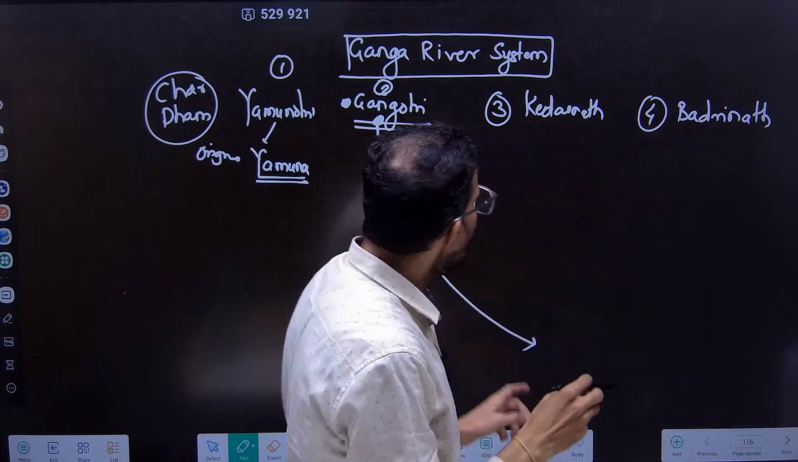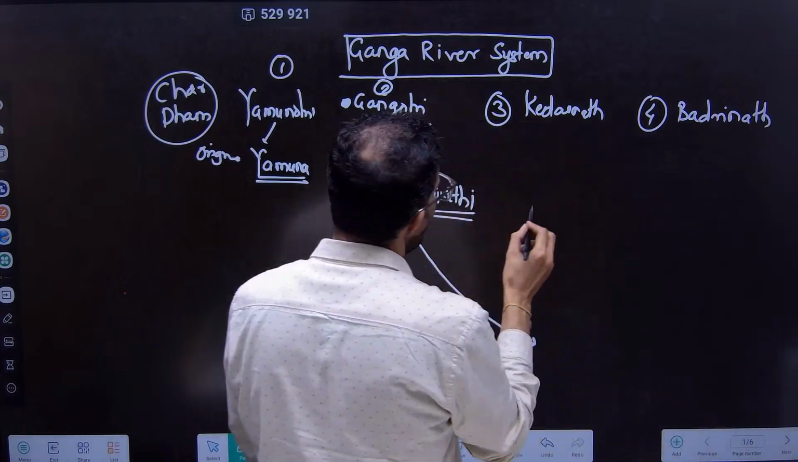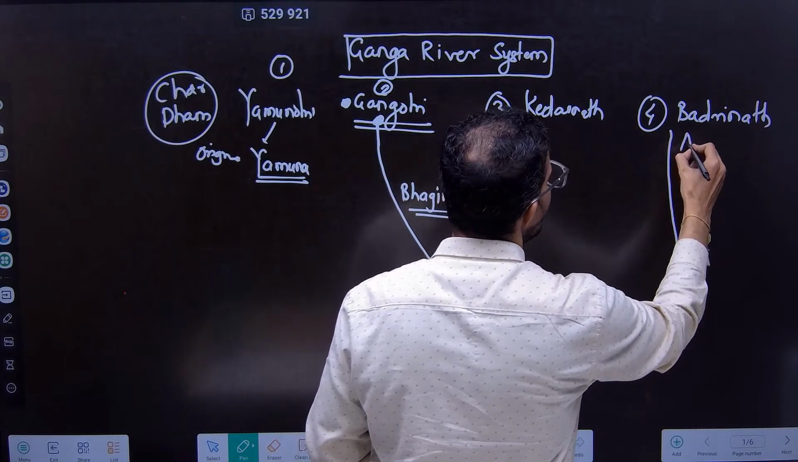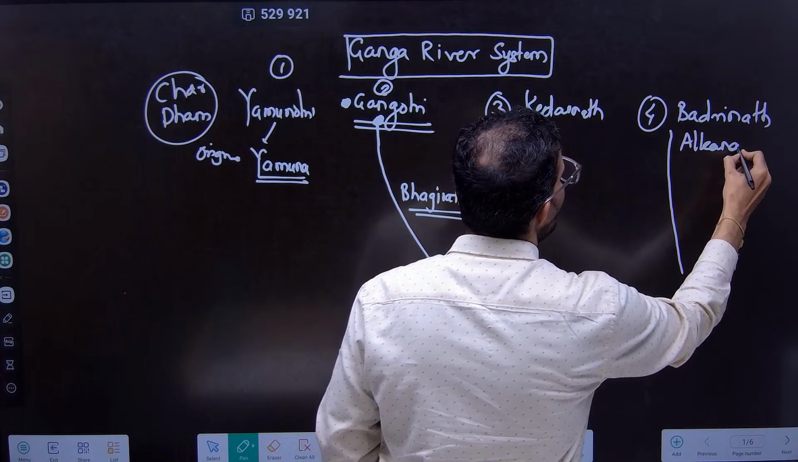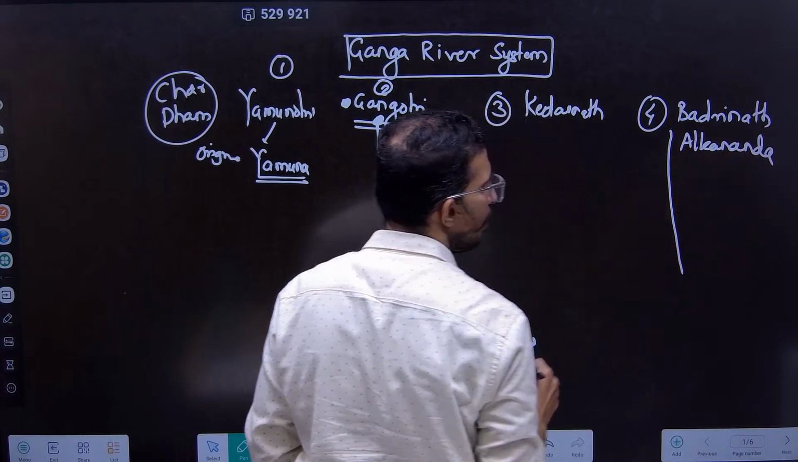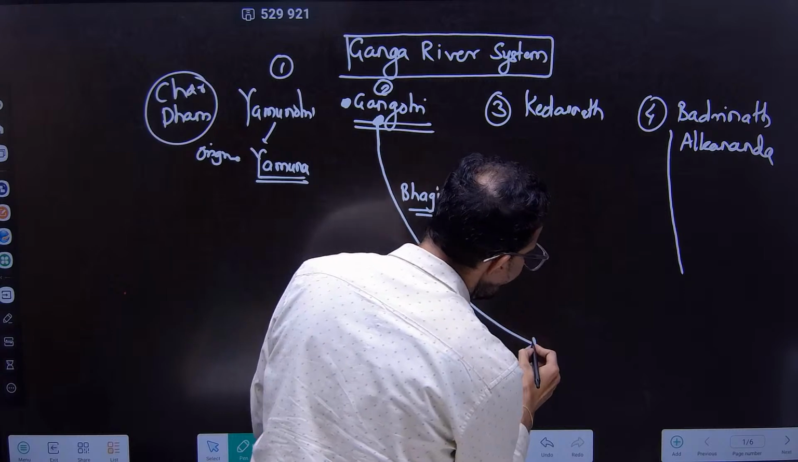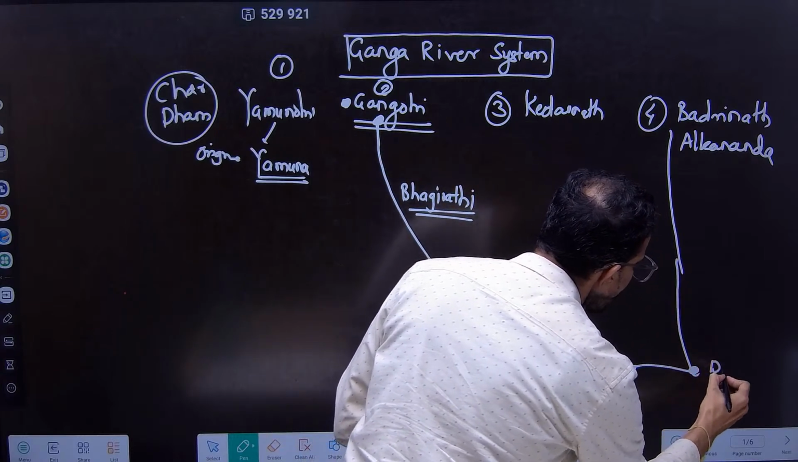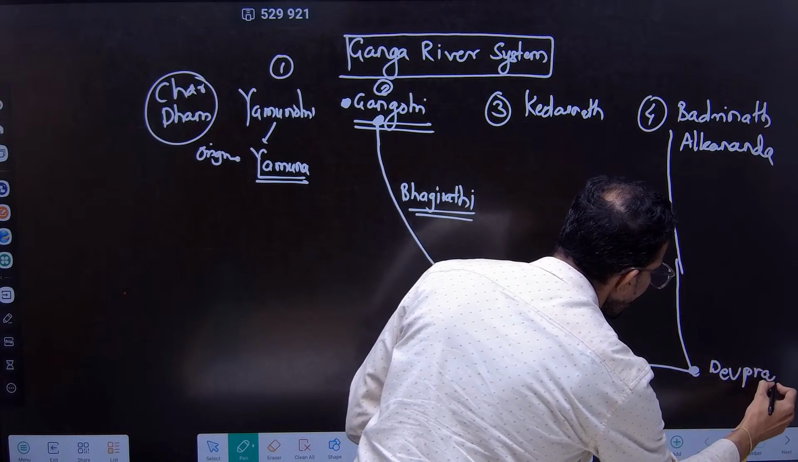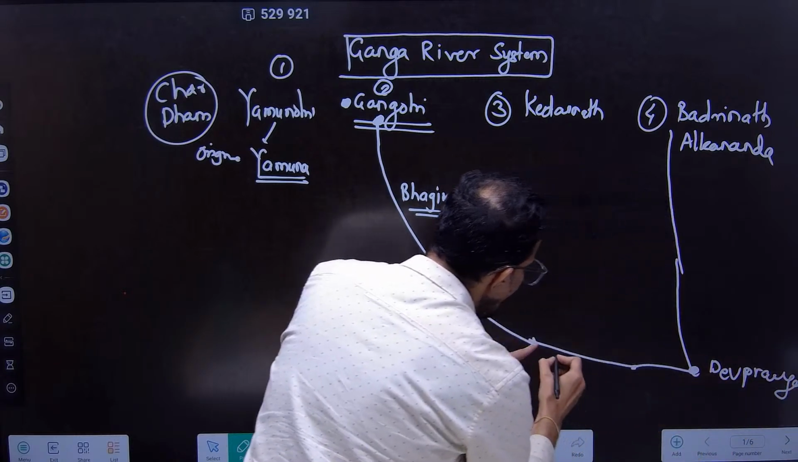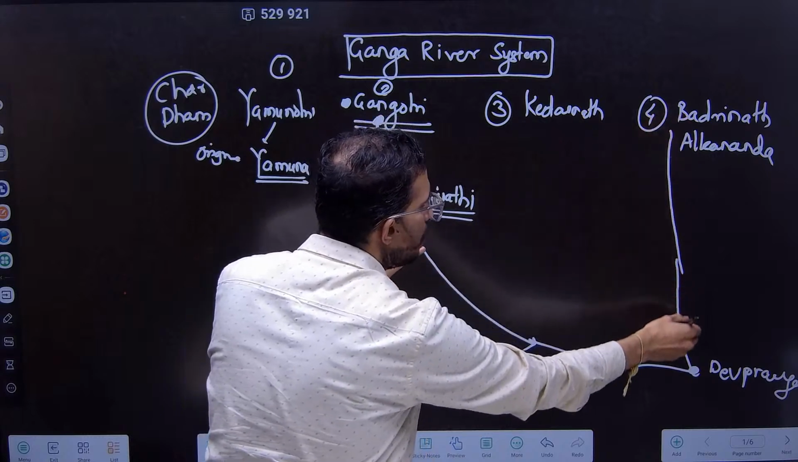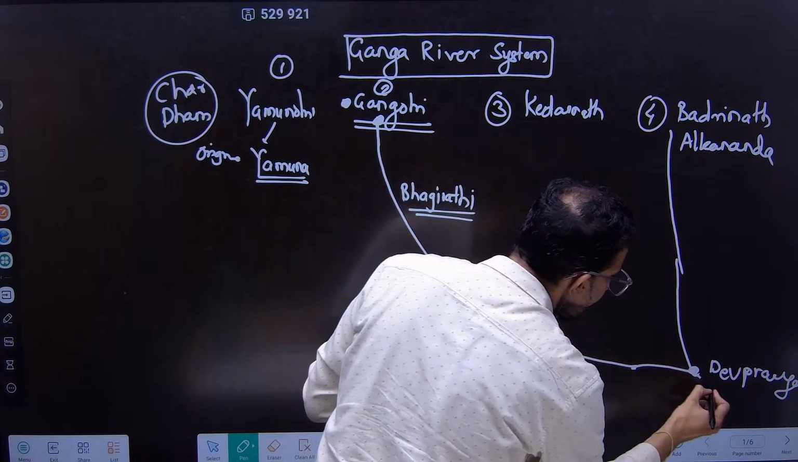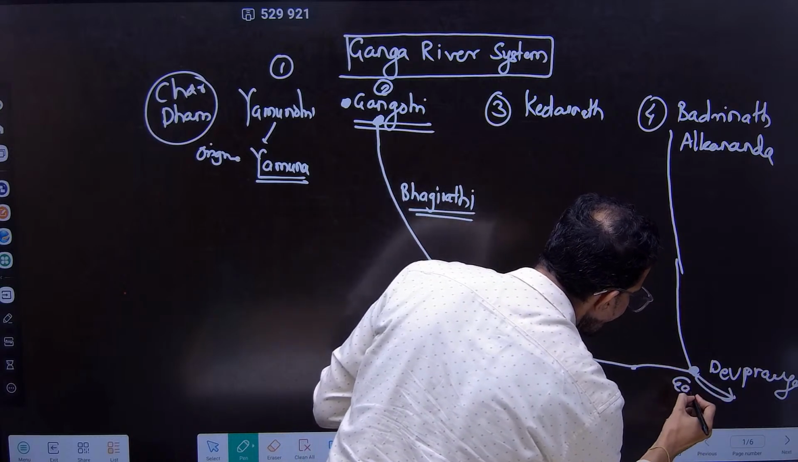Then if you see the Kedarnath, from Badrinath the Alaknanda river flows, and at the Devprayag, Alaknanda from Badrinath and the Bhagirathi from Gangotri merge and it travels as the Ganga.